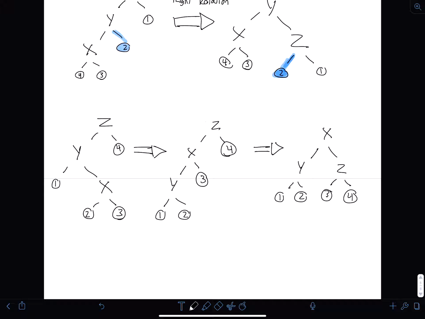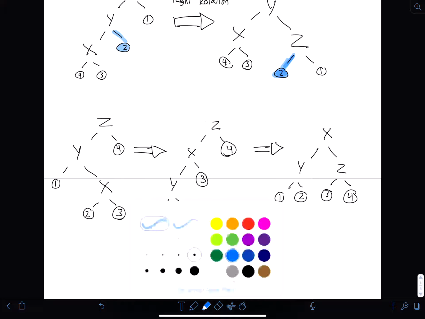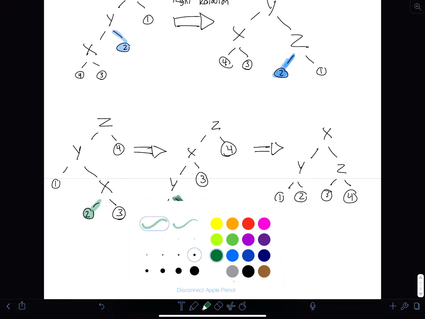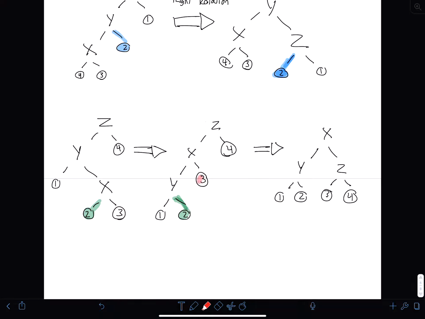Like that. The only tricky one that moved around was the 2. It changed parents. The X and the 3 and the 4 and the 1 are still the same spot. And then one more time, once we do the other rotation, then the 3 changes spots. So between this rotation and this rotation here, that changes spots.